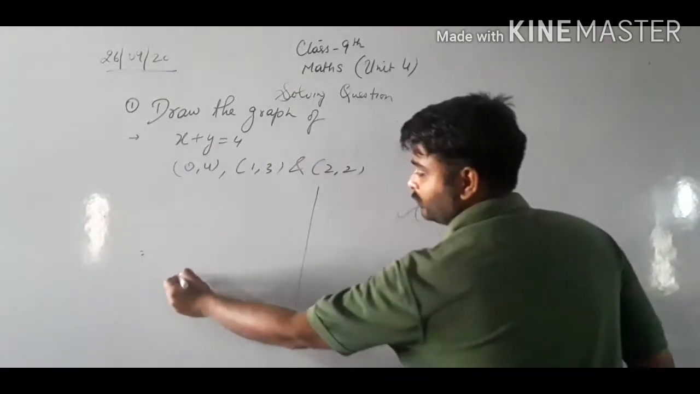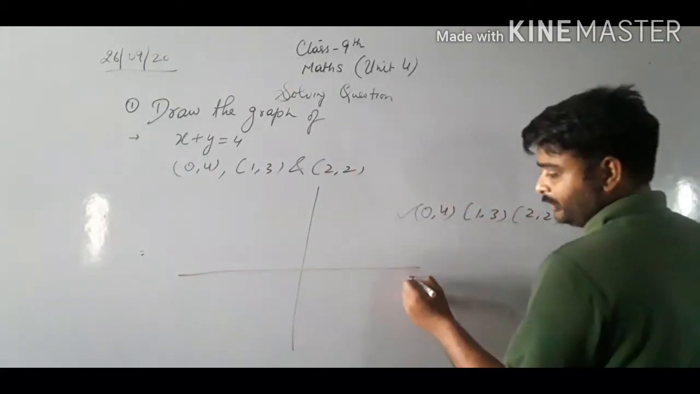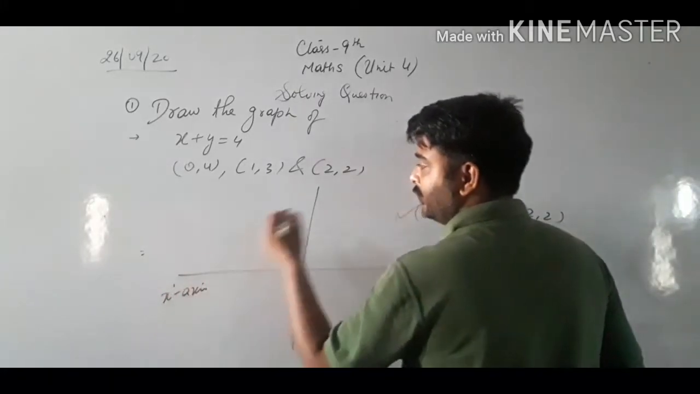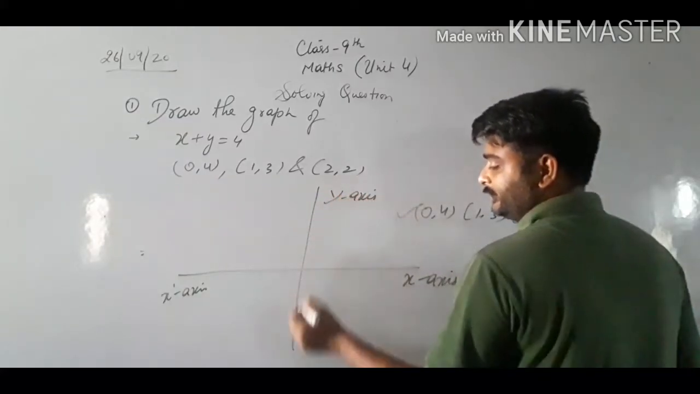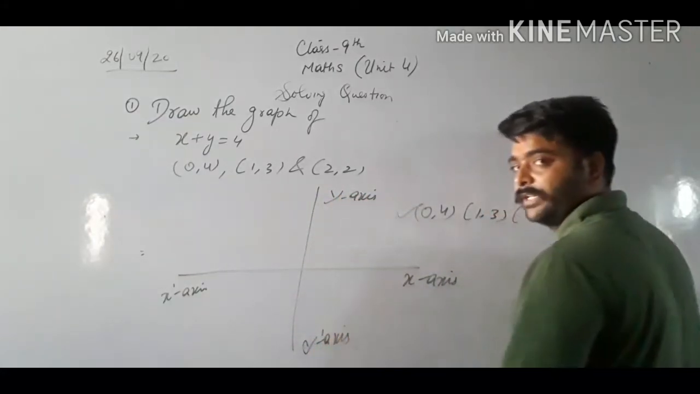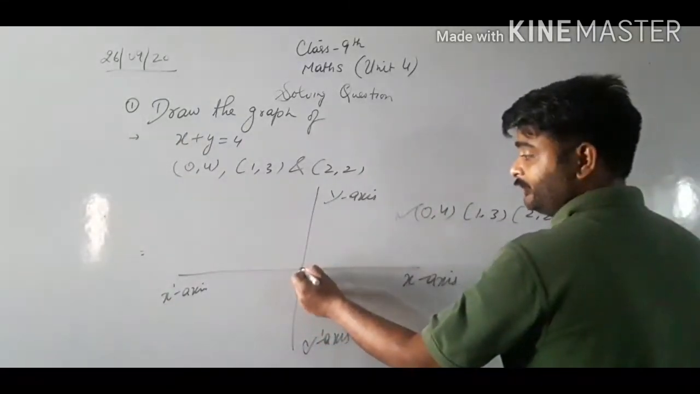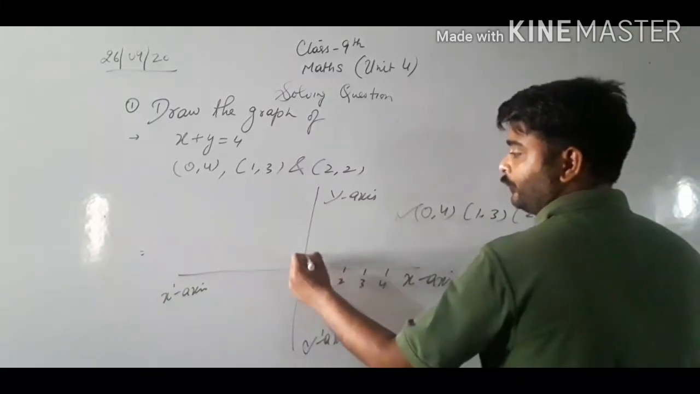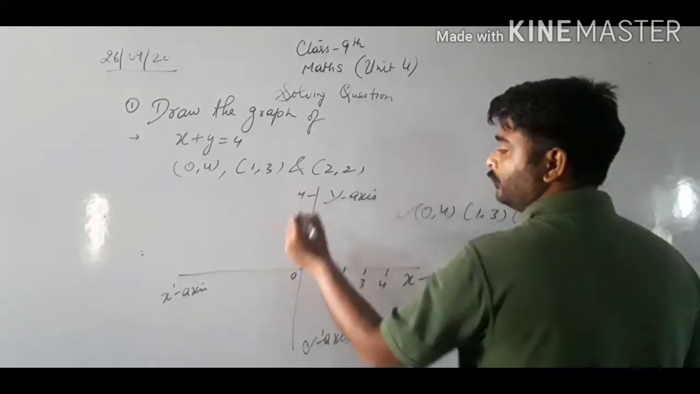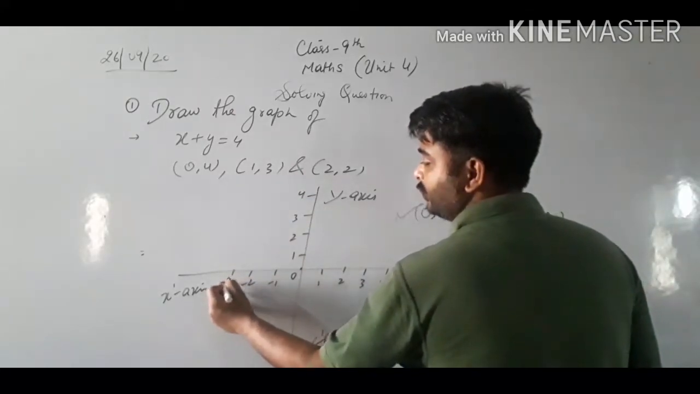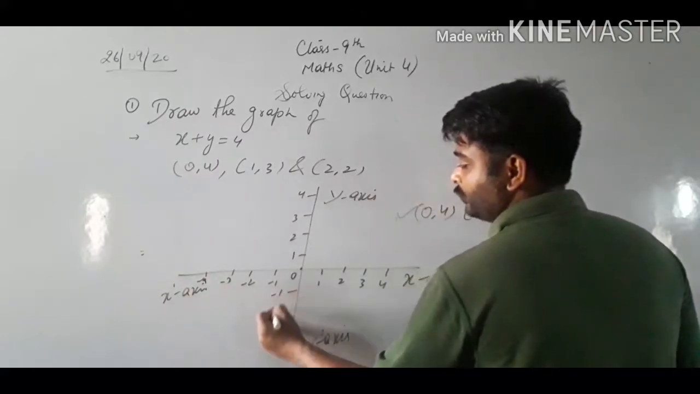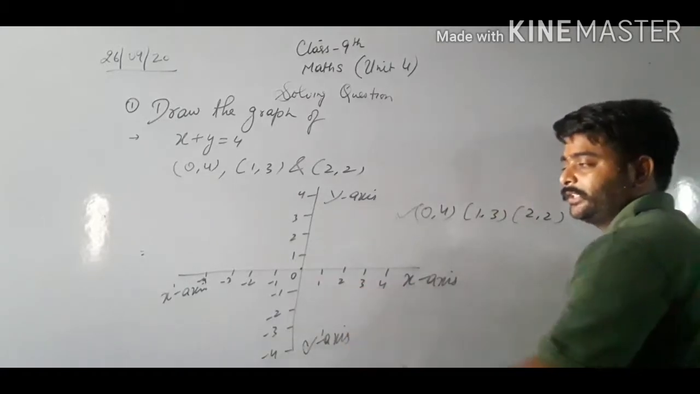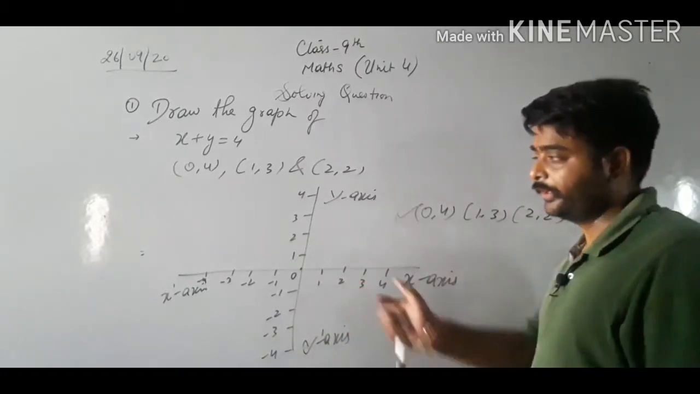So class, this is a graph. This axis is known as the x-axis and this axis is known as the y-axis. Any doubt? So class, if this is the origin, I will write here 1, 2, 3, 4, and minus 1, minus 2, minus 3, minus 4. So class, these are the coordinates represented by us on a graph.